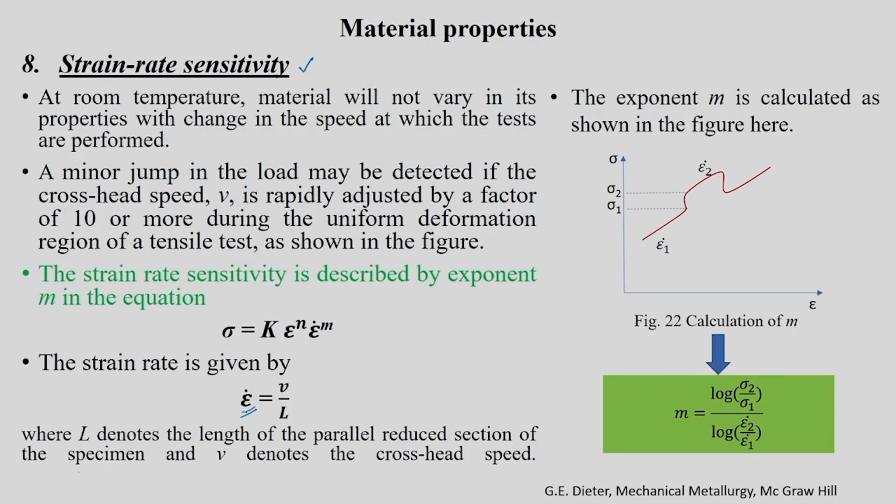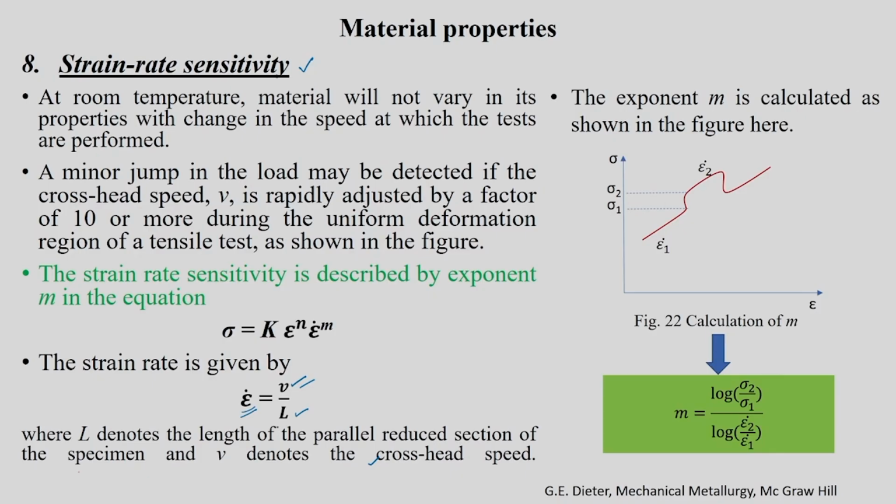So generally, the rate, as it is said in this term. The strain rate is defined with respect to some time, isn't it? Now this strain rate can also be related to cross-head speed. Strain rate is generally given by V by L, and this is the true strain rate, epsilon dot. Here V is nothing but the cross-head speed, the speed at which you deform the material.